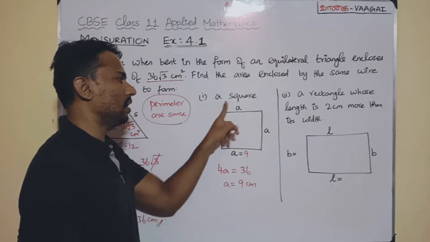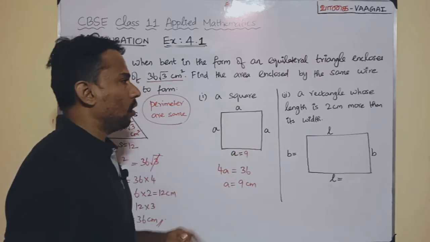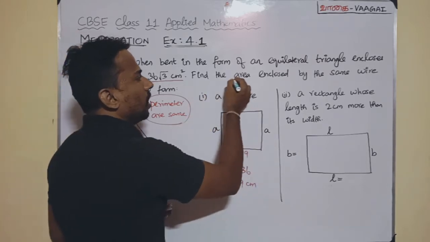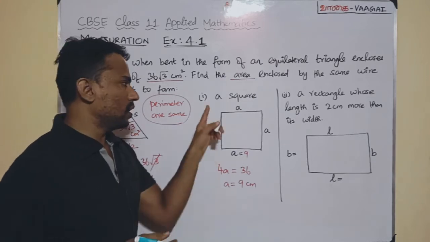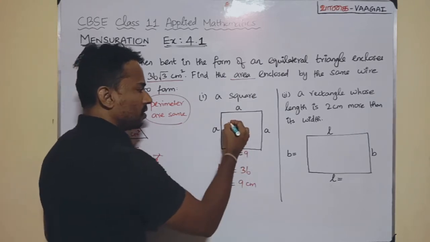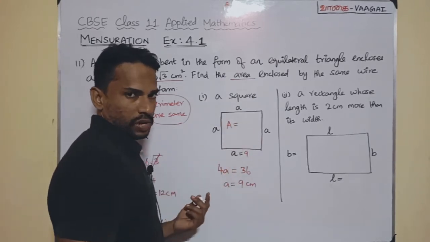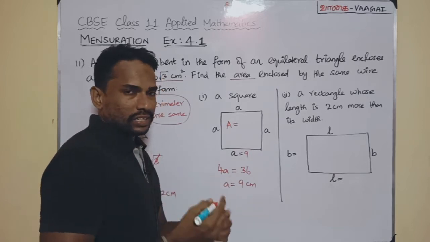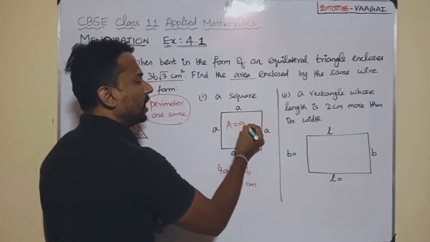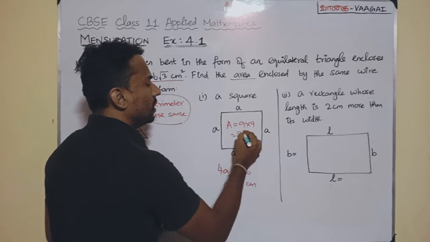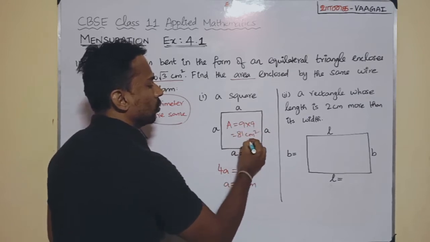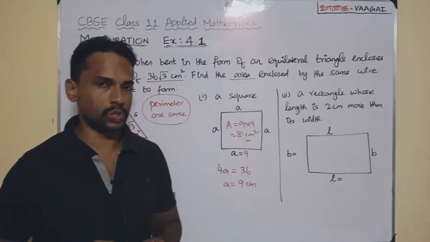So 9. That's it. But what is our question? Our question is to find the area. To find the area, right? So area of the square is going to be what? Area will be equal to, I'll just take this space itself. Area of a square is side into side. So 9 into 9, which will give you 81 centimeter square. So area of the square is 81 centimeter square.